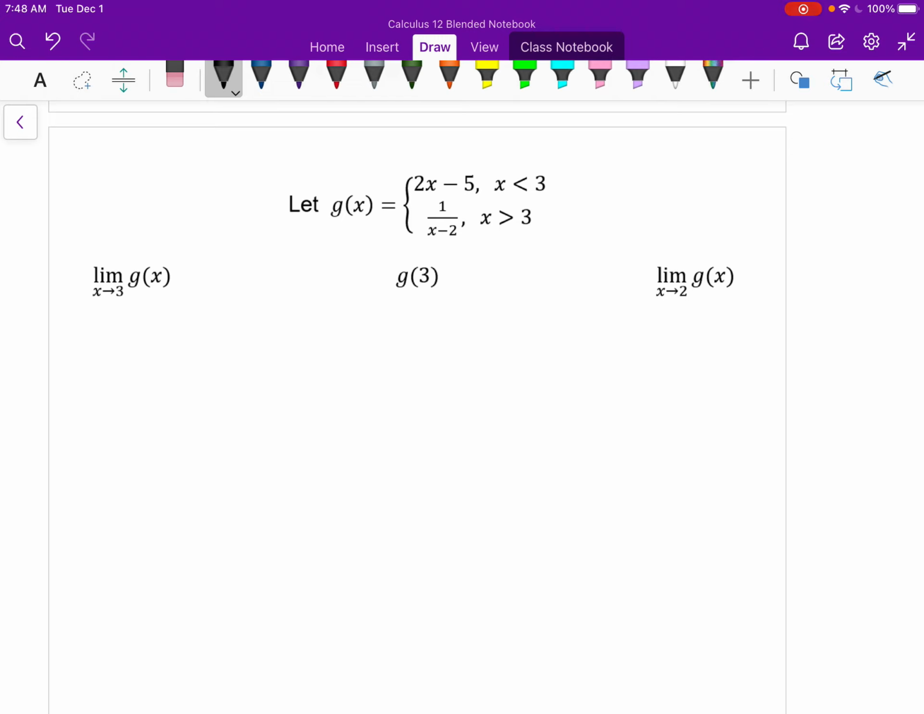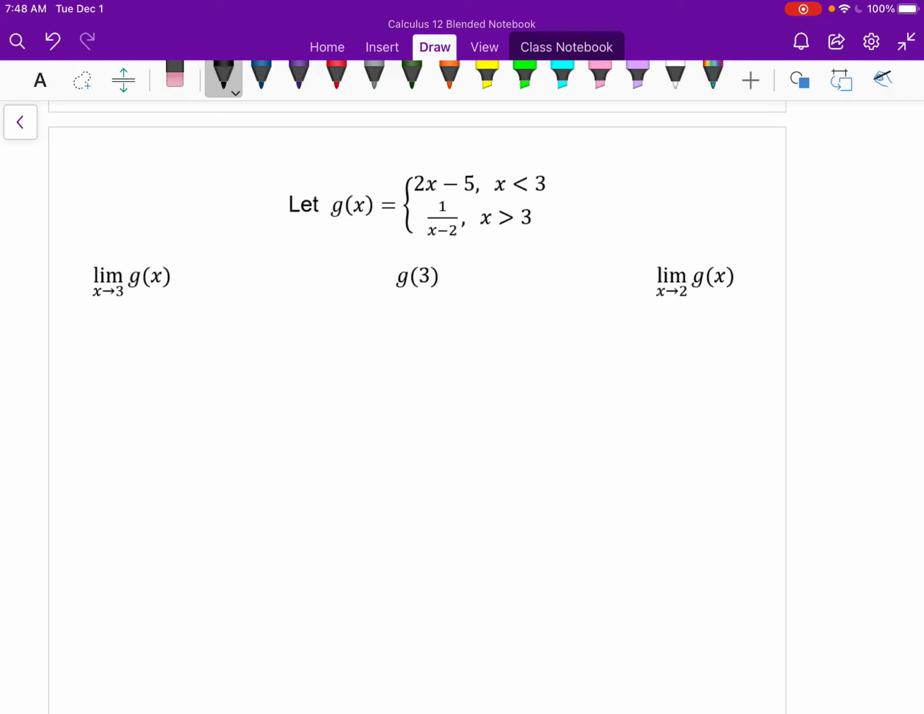All right, so let's look at this example. In this case, I have something in piecewise form, but not absolute value. But I have these two pieces here. And again, 3 is a sort of dividing line between. So let me first find the limit as x approaches 3. Notice my function is not defined when x equals 3.